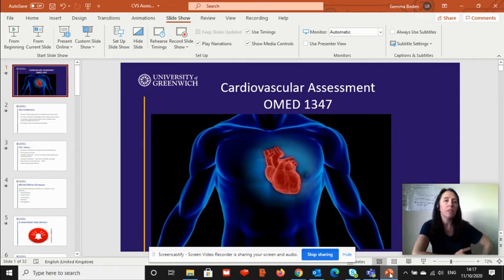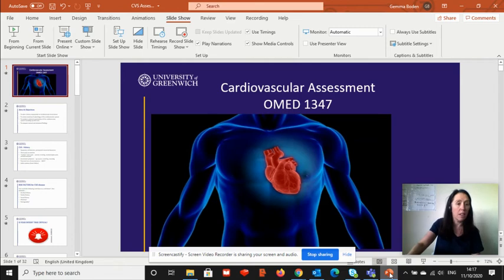We are going to take history. We're going to take OBS. We're going to consider the red flags which are present in cardiovascular conditions. And then if it's not time critical, we are going to go on and do a cardiovascular assessment.